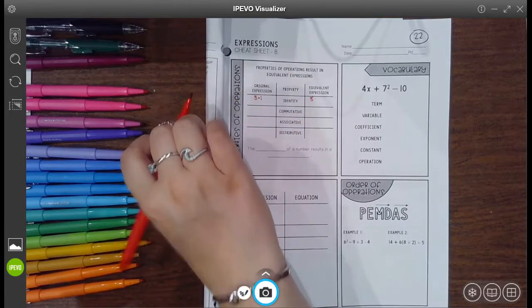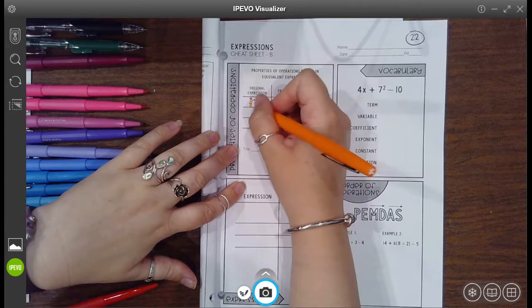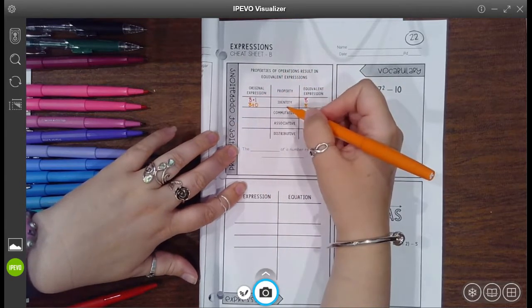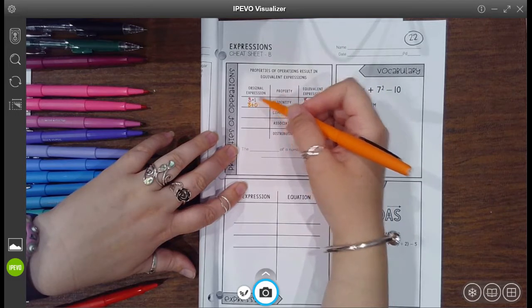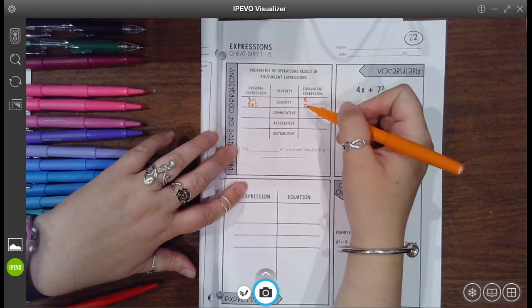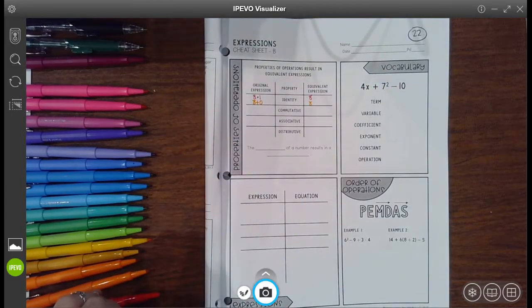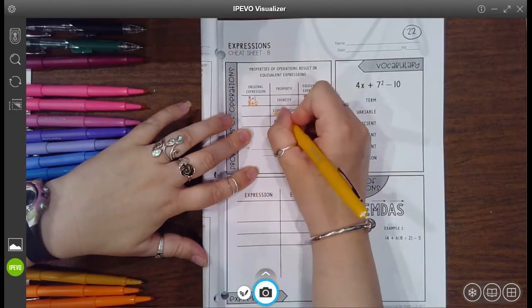Okay, what about if you were adding? What could you add to 8 and still have it remain 8? If you added 0. So that's an identity property. If you add 0 or multiply by 1, it still keeps its sense of self. Okay, for the commutative property, the commutative property is where numbers actually move.